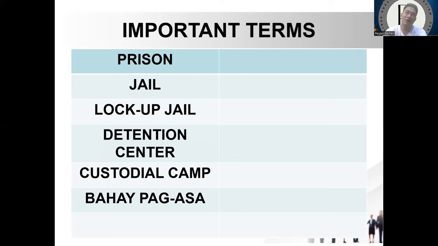Okay, how about, sino naman ang gumagamit ng term na custodial camp? Okay, sino naman yung gumagamit? Lahat mag-participate class. Okay, don't aim for the correct answer. Okay, hindi importante class. Ang importante yung lesson mamaya na makuha ninyo after this discussion natin. PNP. Okay, so how about yung tinatawag natin na bahay pag-asa? Saan naman yung tinatawag natin na bahay pag-asa?